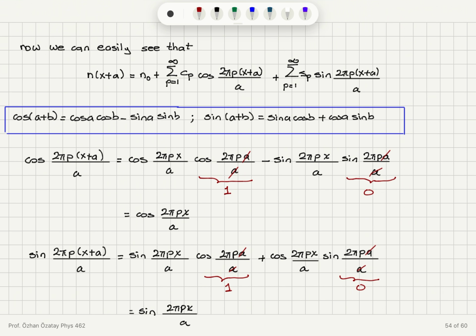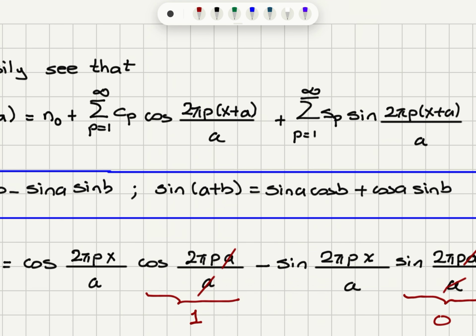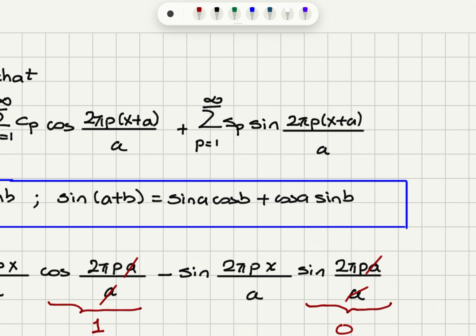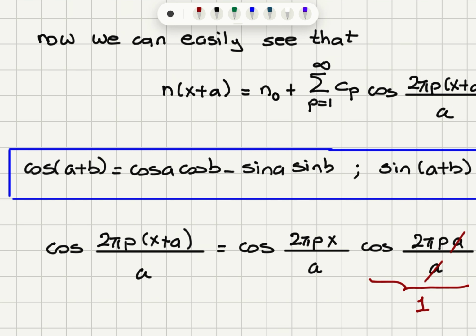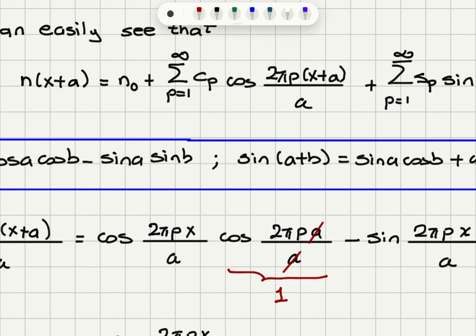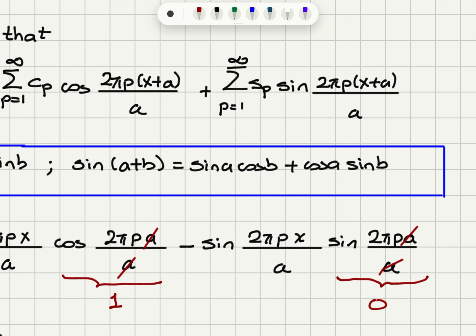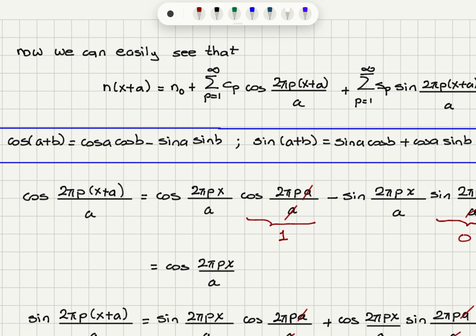If I look at n of x plus a, it would be n0 plus sum from p equals 1 to infinity cp cosine 2 pi p, instead of x, I have x plus a, divided by a, plus sum from p equals 1 to infinity sp sine 2 pi p x plus a over a. Now, let's remember an important property of cosine and sine. Cosine of a plus b is cosine a cosine b minus sine a sine b, and sine of a plus b is sine a cosine b plus cosine a sine b.